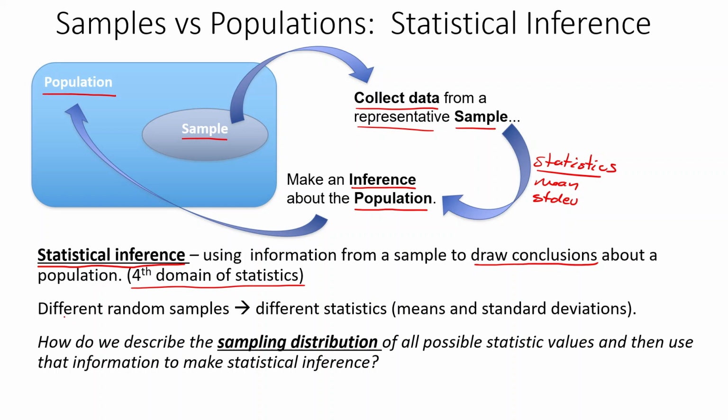All right, but the problem here is that every different sample that we take, if it's a random sample, would lead to different sample statistics. So we would have different means and different standard deviations from every single sample. This brings in the idea of what we call a sampling distribution, which I'll define later on. But we're going to use this sampling distribution, which is the distribution of all possible statistic values, to find information about the population, to make a statistical inference.